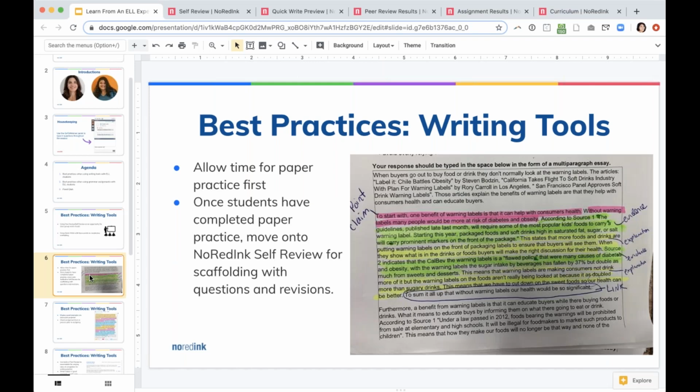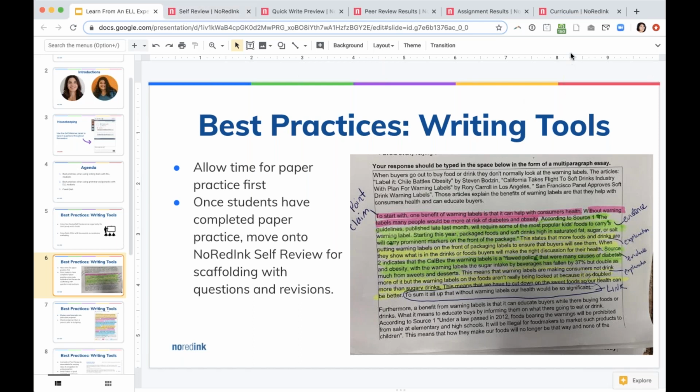So as many of us know, with a lot of these programs comes trial and error. And so I'm sharing with you today some of the things that I found work the best for me after a little trial and error. So the first thing is there is a lot of highlighting to be done on NoRedInk, which is very helpful, as I said before, with our ELL students and visually looking at a paragraph or an essay. But allow time for paper practice first.